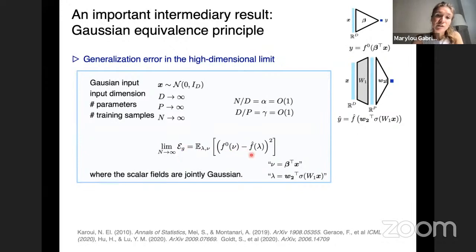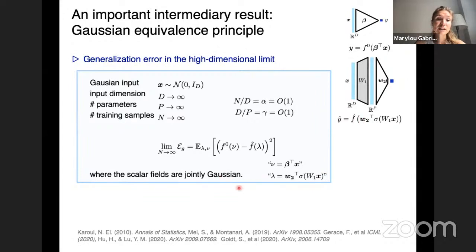the square difference, where we are going to take the activations of the student and the teacher, so those f hat and f0, of two Gaussian fields, nu and lambda, that morally speaking, you can think of as being the dot product between the weight vector and the typical inputs, and the inputs also of the output nonlinearity of the student.